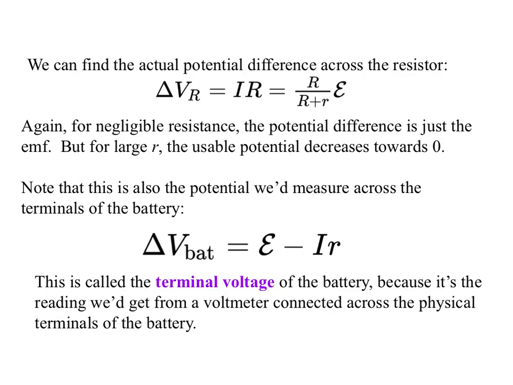We can find the actual potential difference across the resistor by saying delta V_R across our real resistor R is I times the big R, which will be E over the sum of the resistances times big R, or it will be some fraction of the EMF, the actual resistor over the actual resistor plus the internal resistance. And again, for negligible resistance, we see that it's just what we would expect. But for larger r, the usable potential decreases towards zero. Because this is also the potential we'd measure across the terminals of the battery.